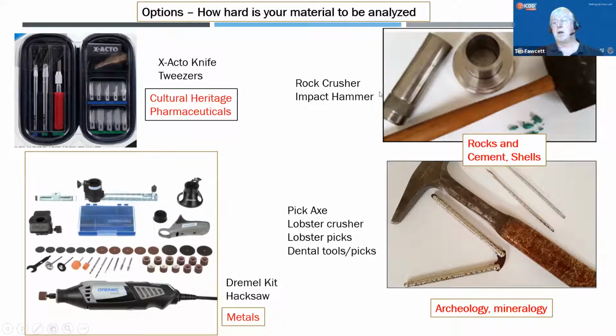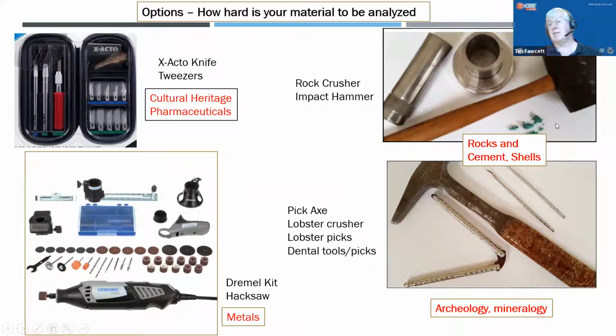So a rock crusher with an impact hammer is an important thing to get. You get your pebbles down to a certain size, you put them into the cylinder, then you smack it with a hammer, and it breaks it up to a fine powder that you can finish off in your mortar and pestle. And I've put rocks, pieces of cement, shells in there. You do have to get them down to the size of a pebble for this system to work.